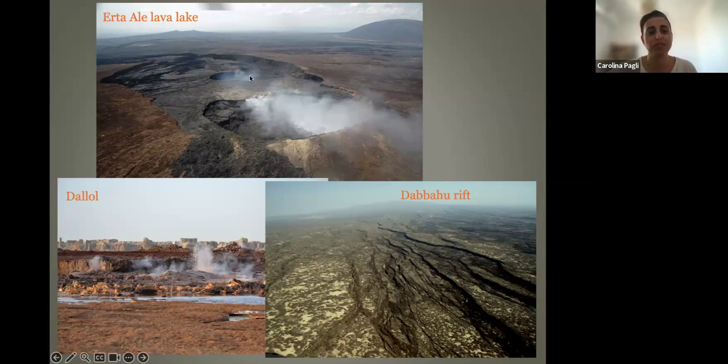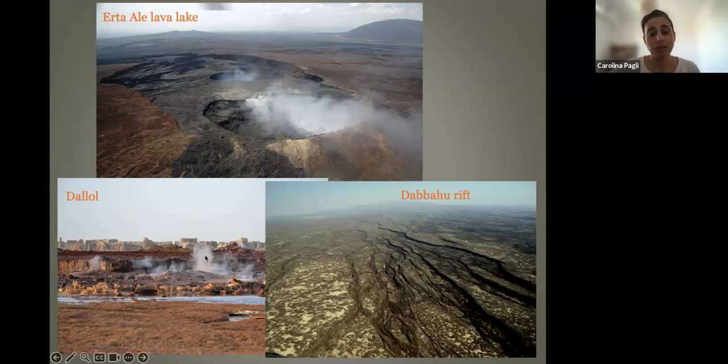One of the most famous here is the Erta Ale lava lake, which is one of the few permanent lava lakes on our planet. So, when you see a lava lake, you know that the magma chamber can become very shallow in the crust.